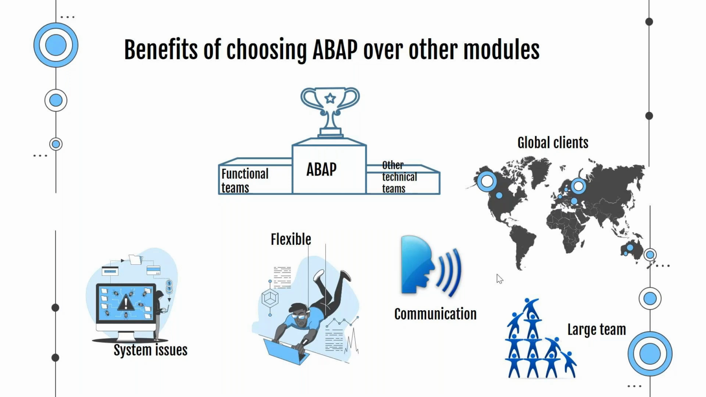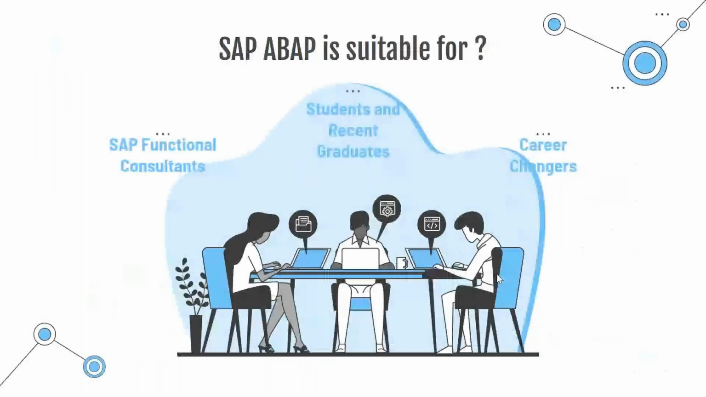You will be working offline. No one's going to put a gun to you and say you have to complete this within 1 hour, the client is mad at you, etc. All these things will not happen with your people. So these are all the benefits that you're going to get when choosing ABAP over other modules. Now moving on.